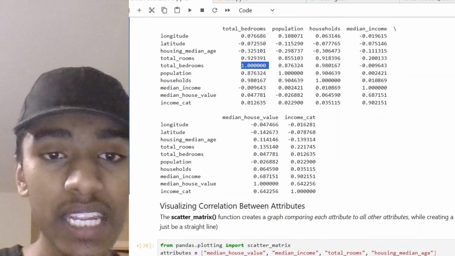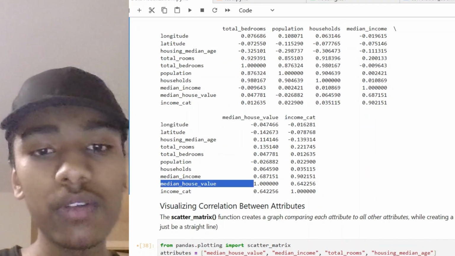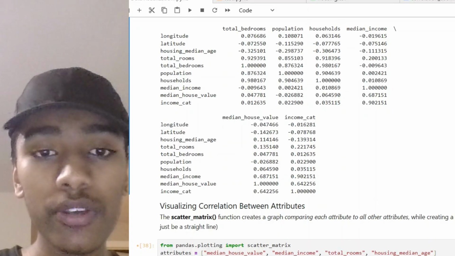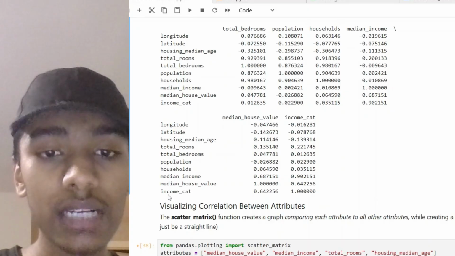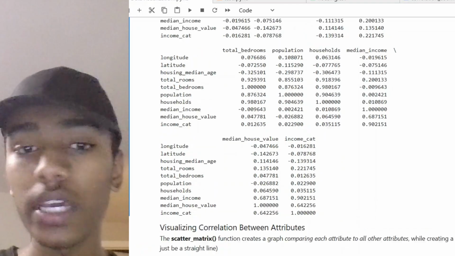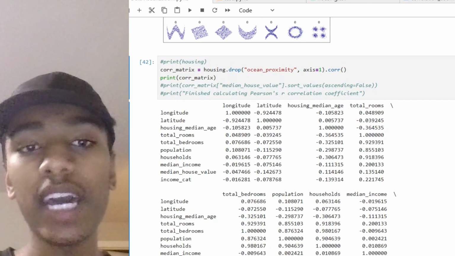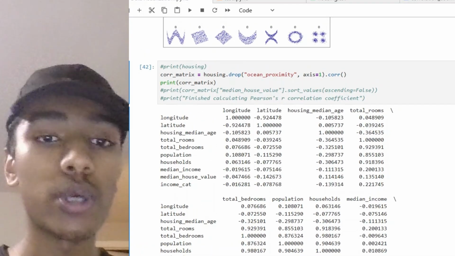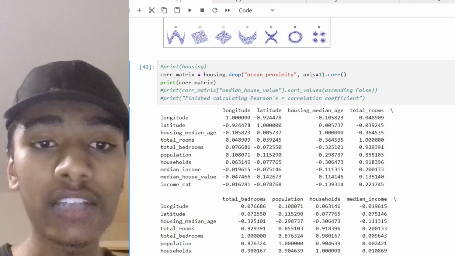You go down here, median house value. Compare that to median house value, that's going to be 1. Okay, you compare income_cat to income_cat, you get 1. So you're noticing there that if it's the same attribute, it's going to be the same correlation coefficient. But let's take a look at some of the other attributes.